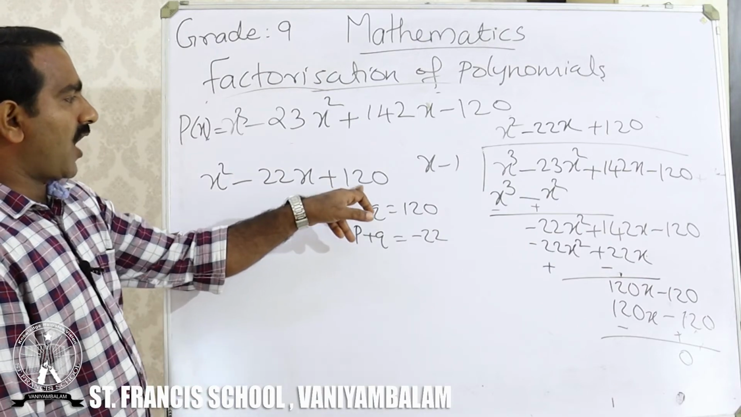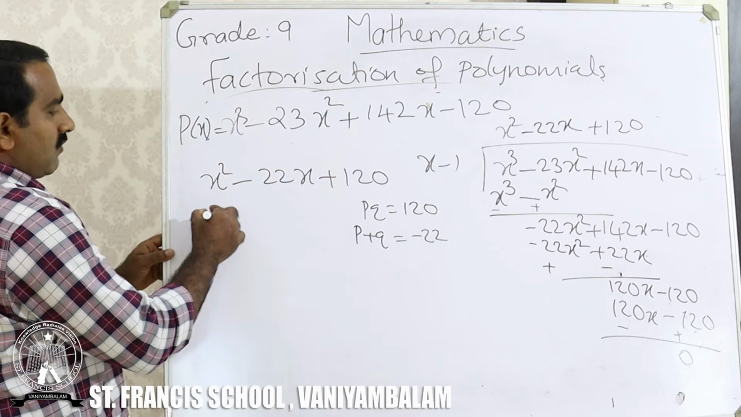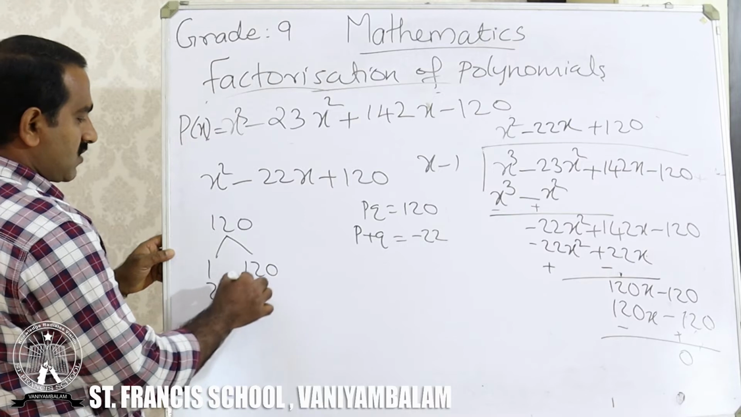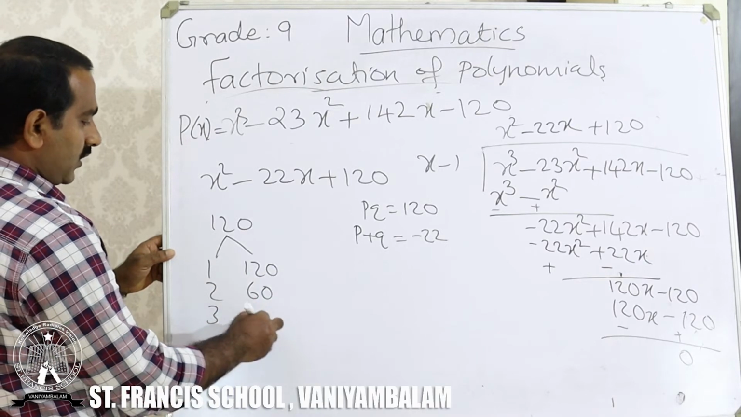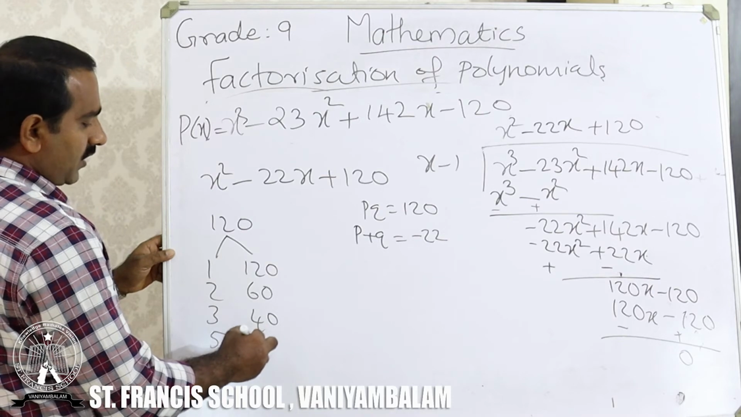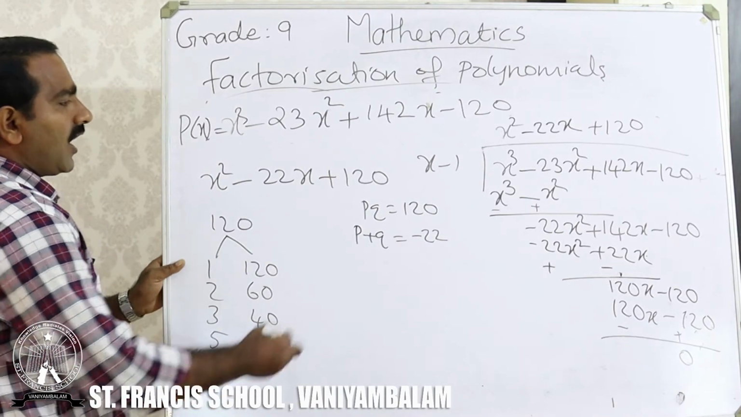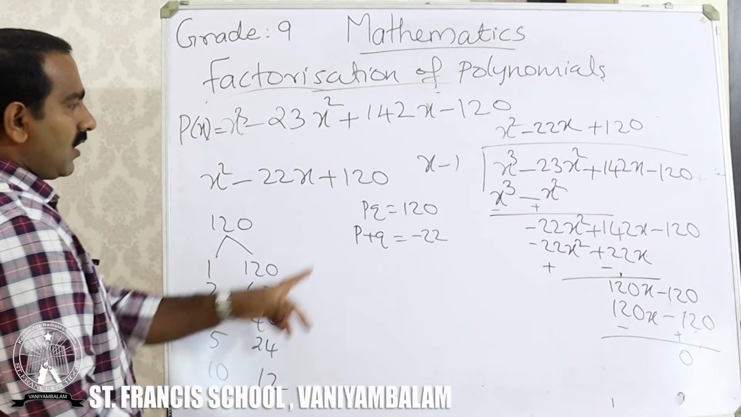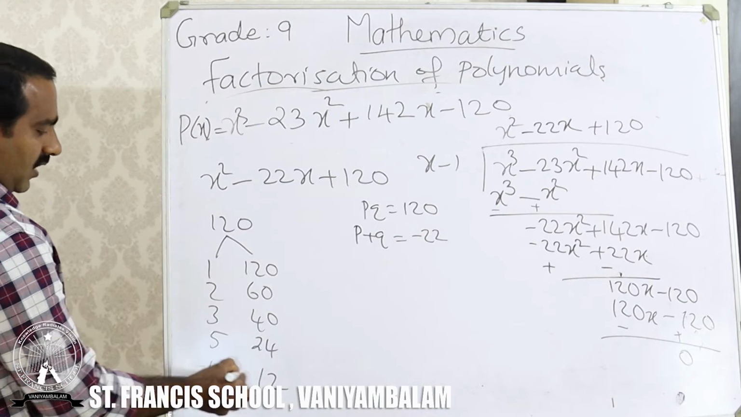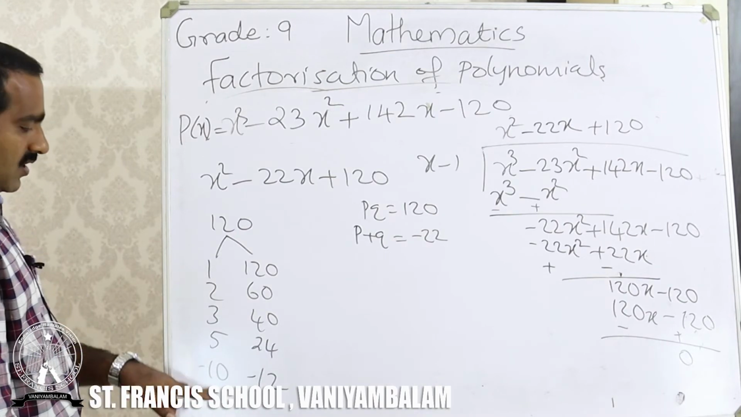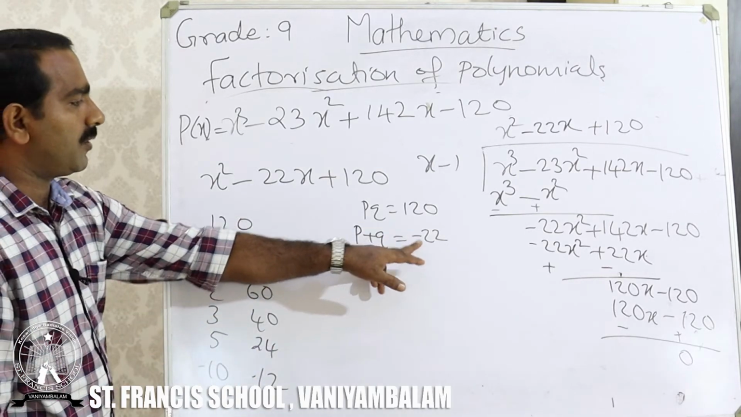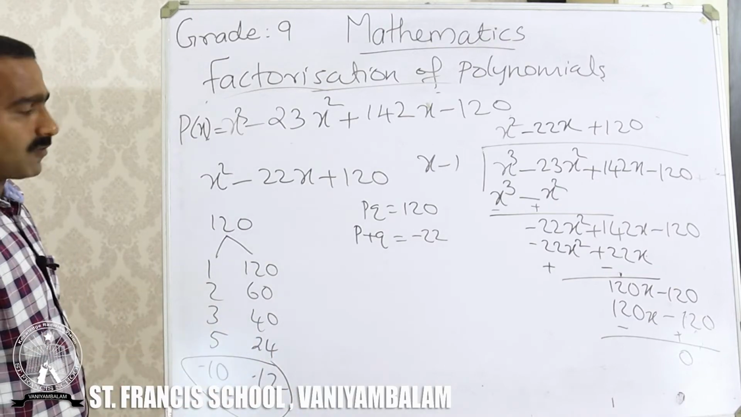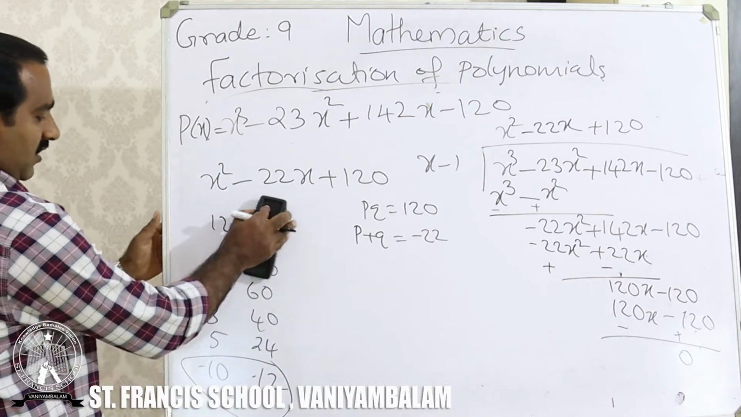So first we are going to find the factors of 120. We know the factors: 1 and 120, 2 and 60, 3 and 40, 5 and 24, and 10 and 12. 10 and 12 product is 120. And if it is minus 10 and minus 12, sum equal to minus 22 and product is 120. So we are going to take these two, minus 10 and minus 12, to split the middle term.